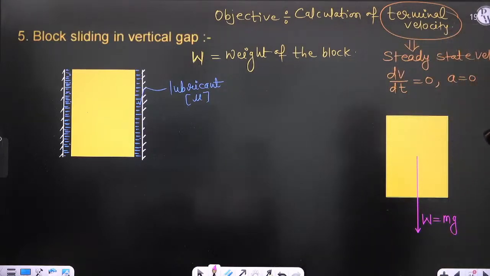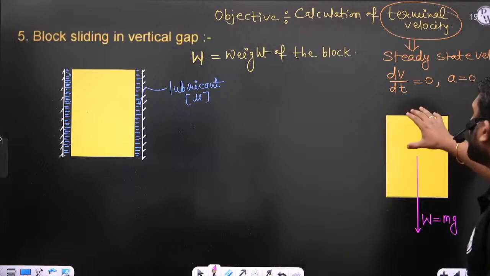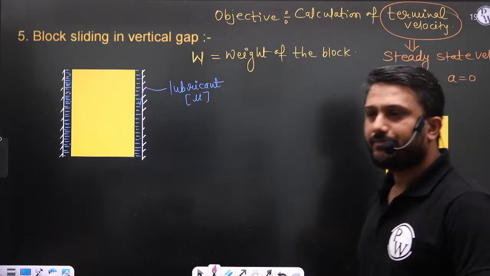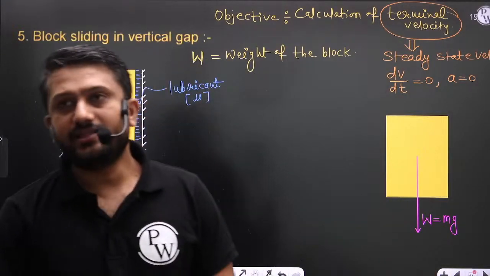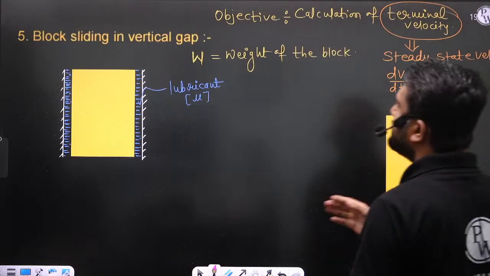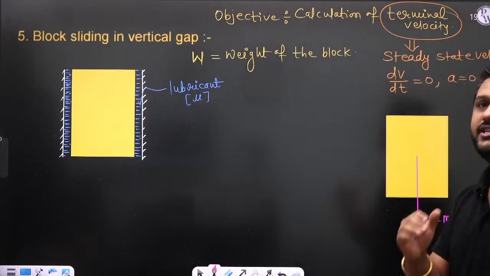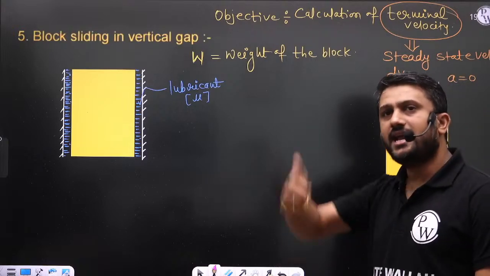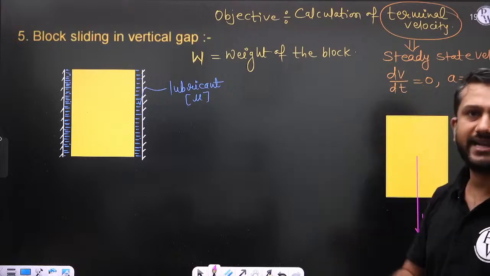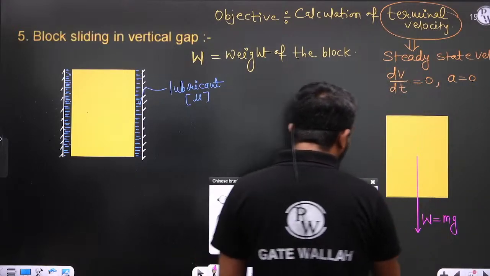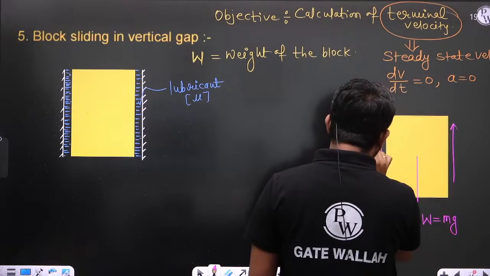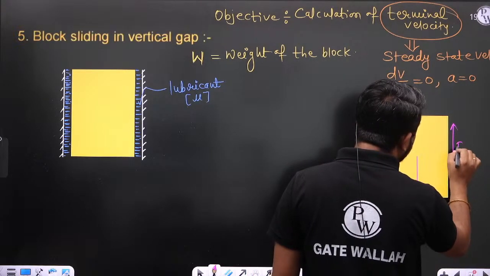If you draw the free body diagram of this block, weight is acting downward. Any other forces on this block? Yes, absolutely correct, that is a shear force. Shear force is acting in an upward direction because the block is moving in the downward direction. So the resistance force or shear force is acting in upward direction like this. Let us consider this is Fs1 and this is Fs2.